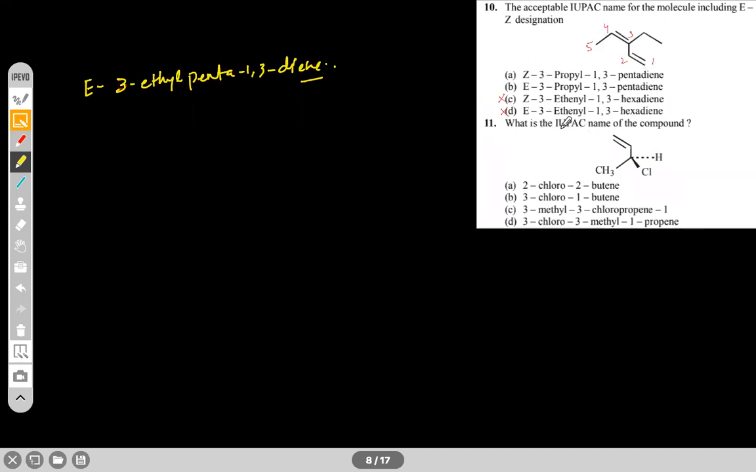Even in this one, you see what is the IUPAC name of the compound, okay. So we'll start from this carbon, 1, 2, then 3, and then 4, okay, 1, 2, 3, 4. So at third position we have chlorine group, right? So what we can write, 3-chloro but 1-ene, okay, 3-chloro 1-butene or but-1-ene, both are the same thing. Answer is B in this one, right?